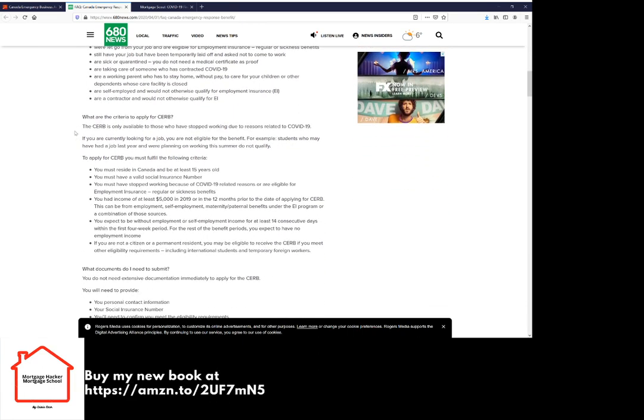Now the criteria: this is only available to those who stopped work due to reasons related to that, and you must reside in Canada, be at least 15 years old, have a social insurance number, have stopped working, or be eligible for EI. Income in 2019 must be at least $5,000, and you expect to be without employment income or self-employment income for 14 consecutive days. This is interesting because normally self-employed people don't get the EI. This one is different, okay?